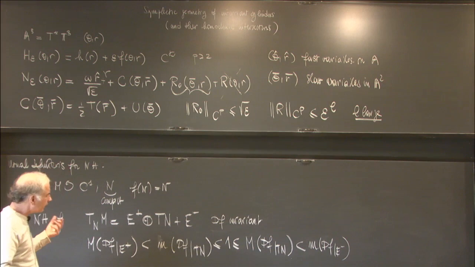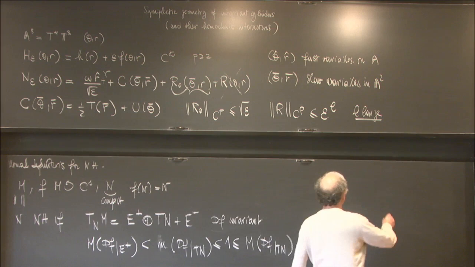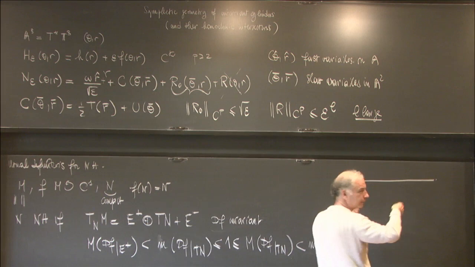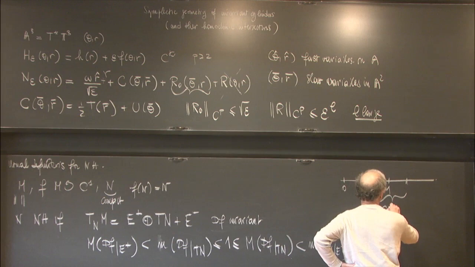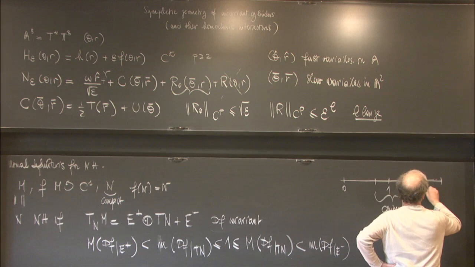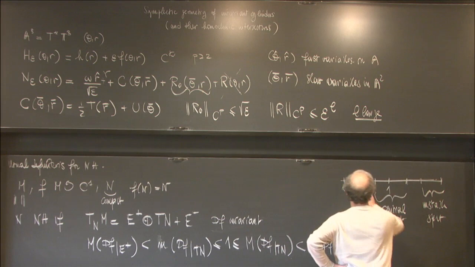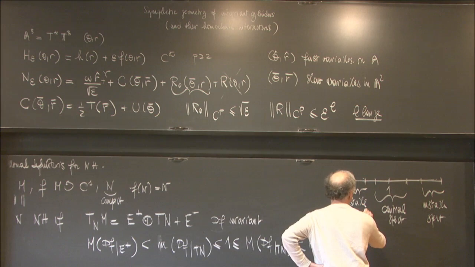In terms of spectra, if I put on a line the modulus of the eigenvalues in a trivial situation when you can define this, you have the stable spectrum, the central spectrum, the unstable one, and the stable one. Now, this is the general situation.